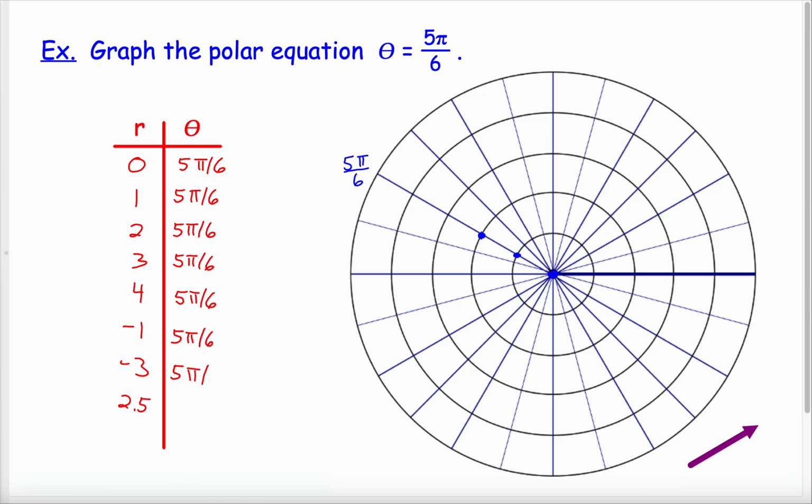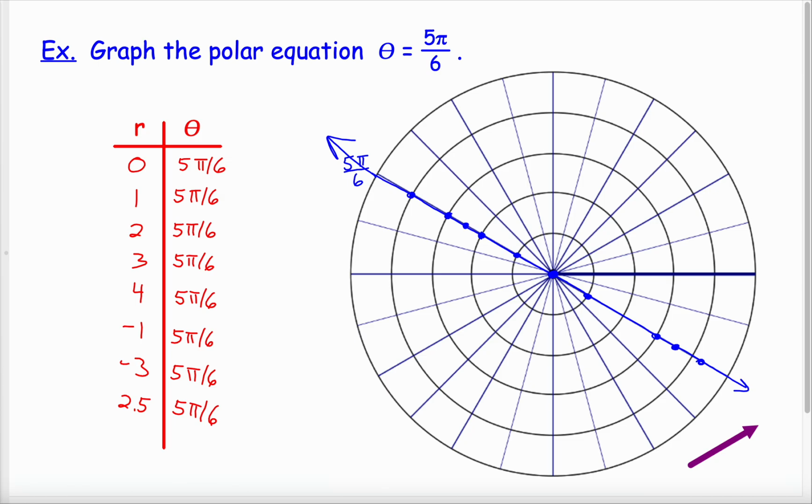Now, what happens when you start plotting more and more of these? You see the pattern that's going on. So we had r equals 1, 2, r equals 3, r equals 4, r equals 2.5. Negative 1 would go in the opposite direction. Negative 3 would be here. Negative 3.5, negative 4.25. Oh my gosh, I think this is just giving me a straight line that goes through the pole at that 5 pi over 6 angle.